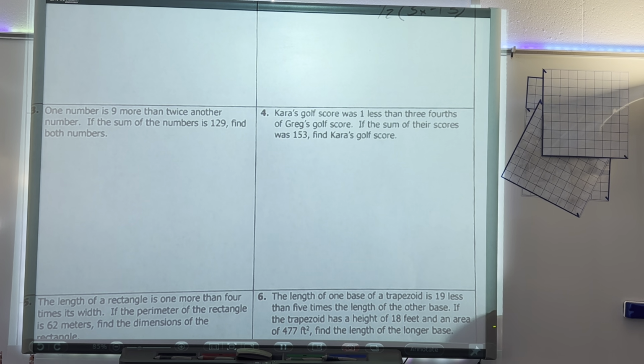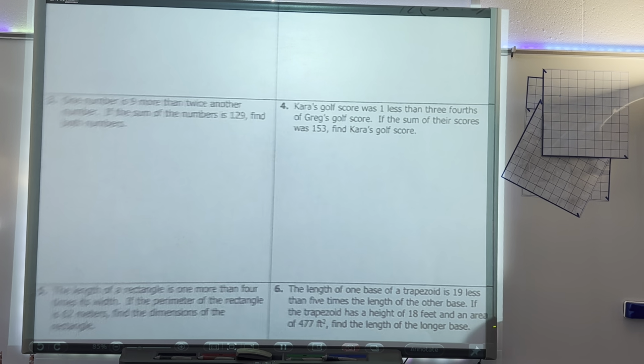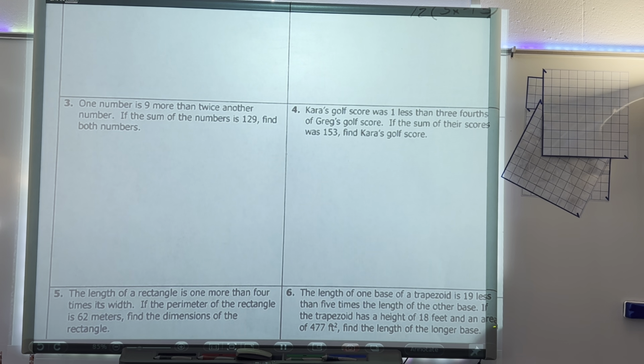One number is 9 more than twice another number. Sorry. So this time I have how many variables? Looks like I have 2. X plus 9. Let's see. One number is 9 more. Oh no, that's just an equal sign in there. Okay. One number is 9 more than twice another number. And then if the sum of the numbers is 129, find both numbers.